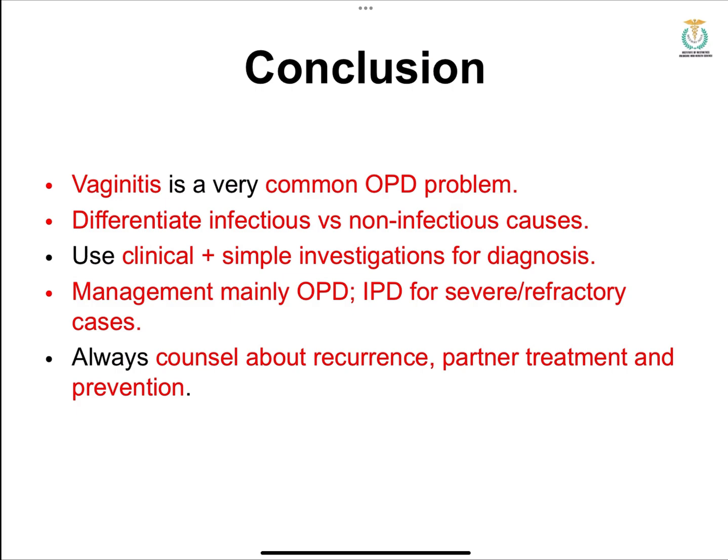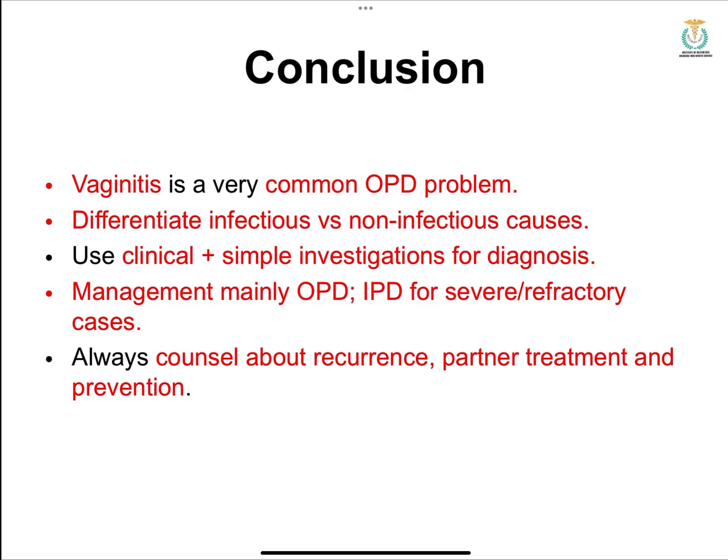So these are the common things which we discussed today. Not only managing the condition, we also have to advise the patient how they can prevent these conditions. Prevention is as important as the treatment. You can advise proper genital hygiene, avoid douching and harsh chemicals in the vagina, safe sexual practices and partner treatment also, and control of diabetes in recurrent candidiasis.